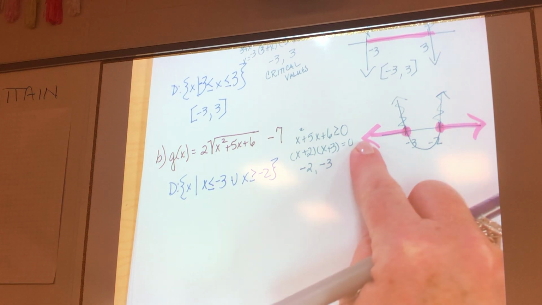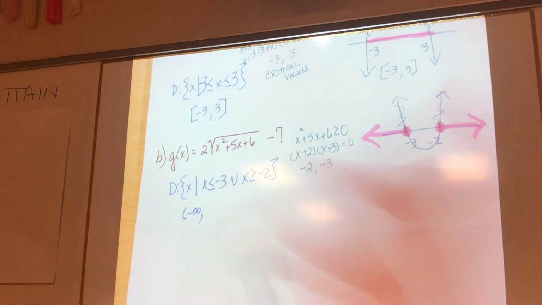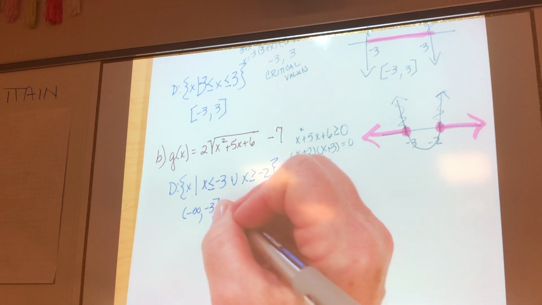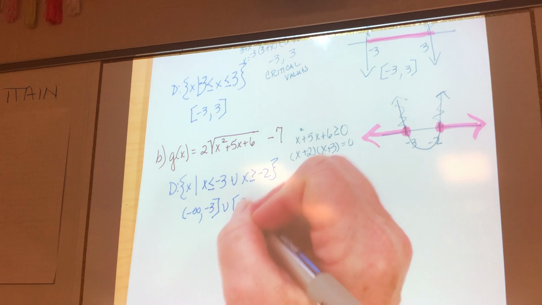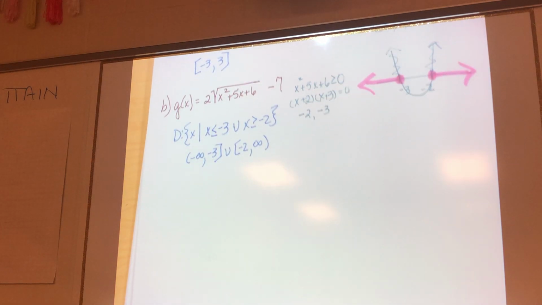Okay, so I'm going to go interval notation: negative infinity, never included, to -3, included, bracket, union, -2 included, to positive infinity. Okay, so do y'all remember those from last year? Yes. Were they easier this year? Yeah.